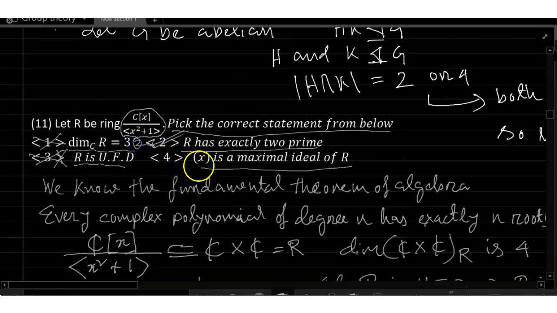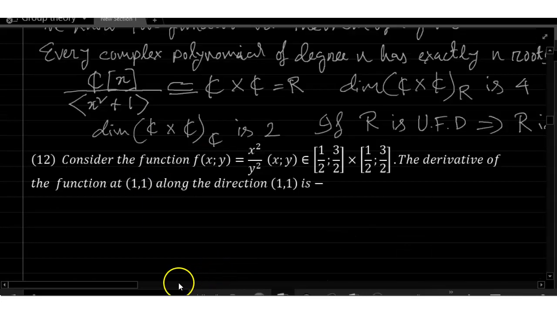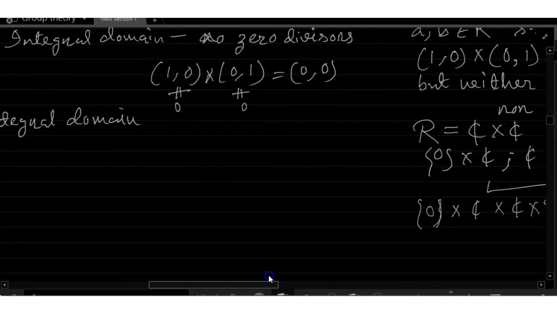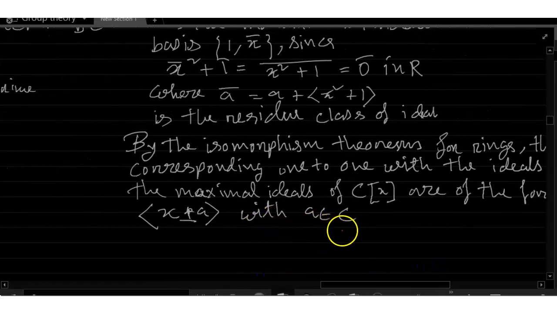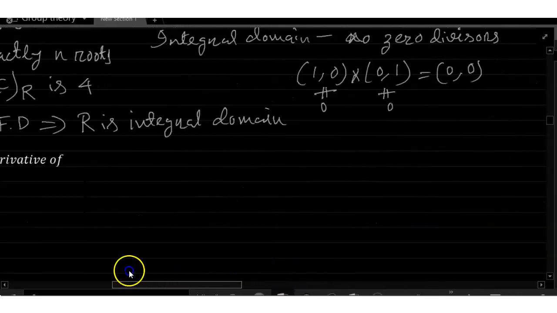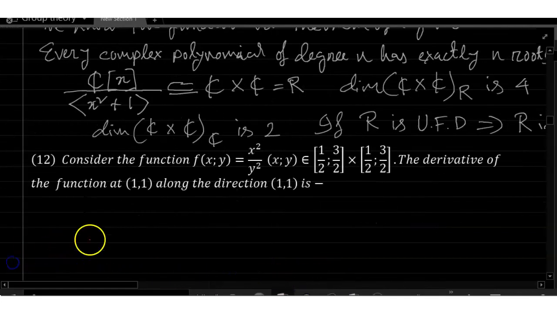This is correct. And X is a maximal ideal of R. This is also correct, because we see that x minus a with a belongs to C, so it is a, and 0 also belongs to C. So x is a maximal ideal of C.